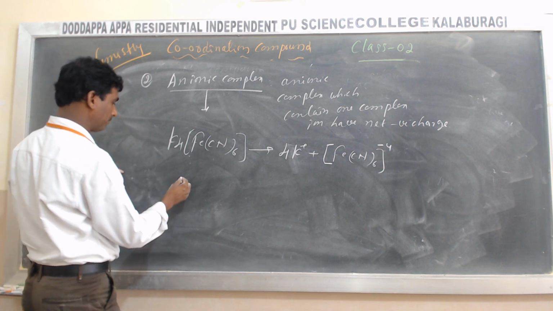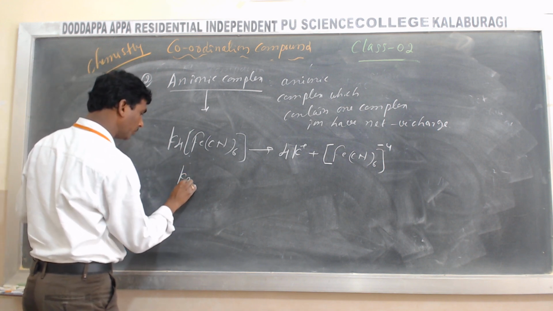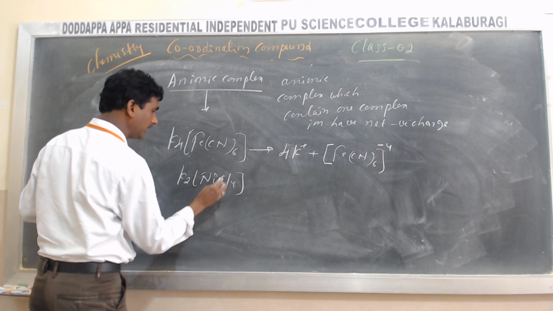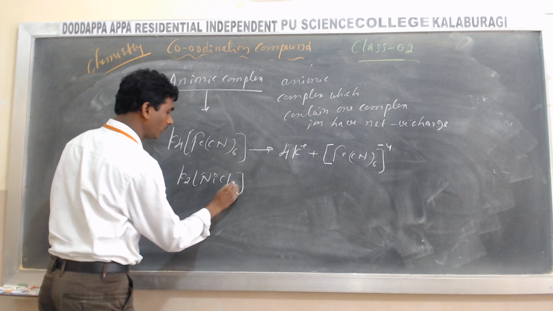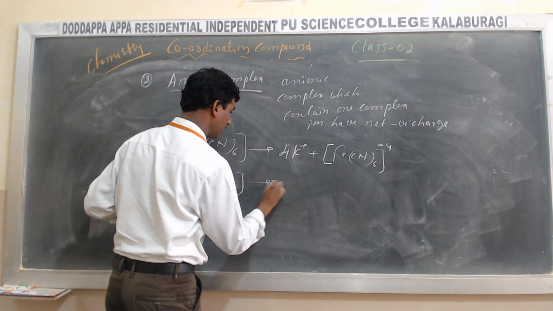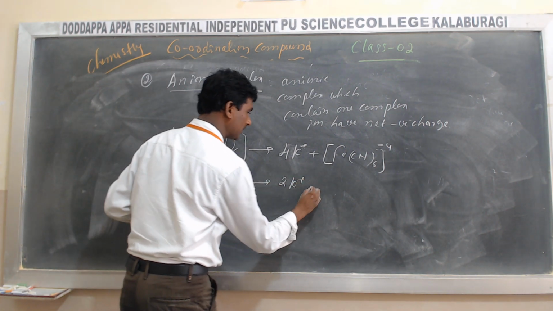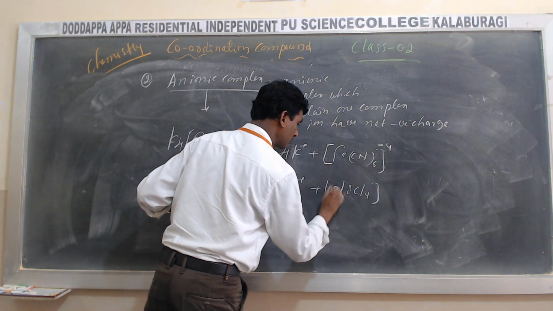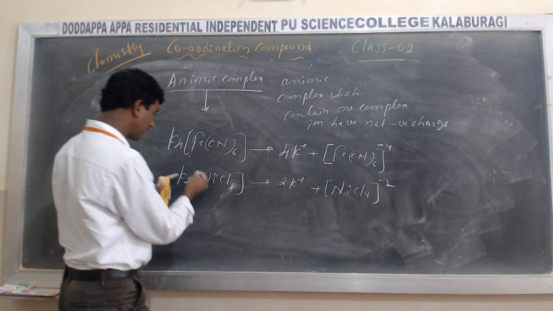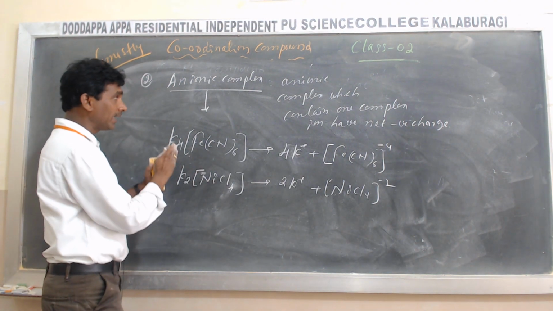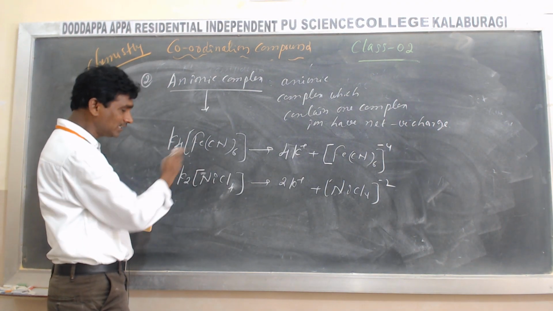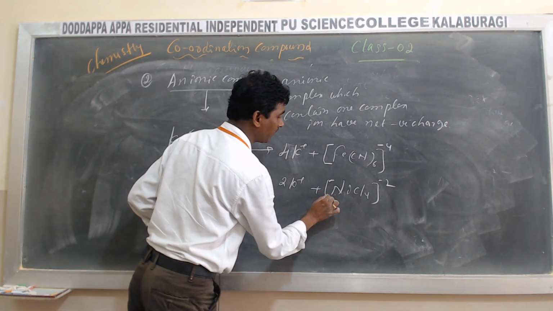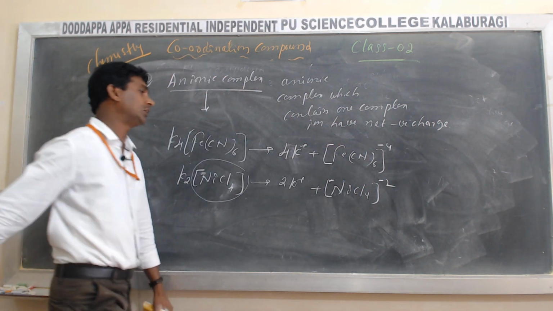So one more example, I can write here K2NiCl4. So what is this, anybody? K plus of Ni Cl4, and next, what is the charge? Minus 2. So K2NiCl4 is an anionic complex because it contains one complex ion having a negative charge.